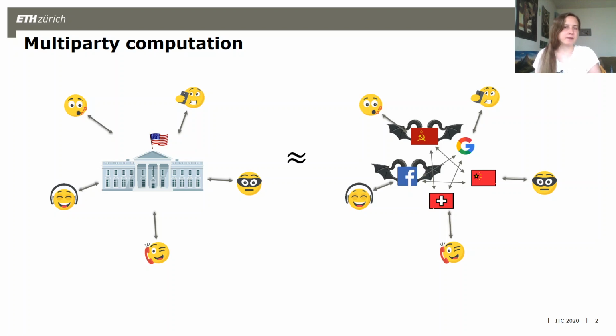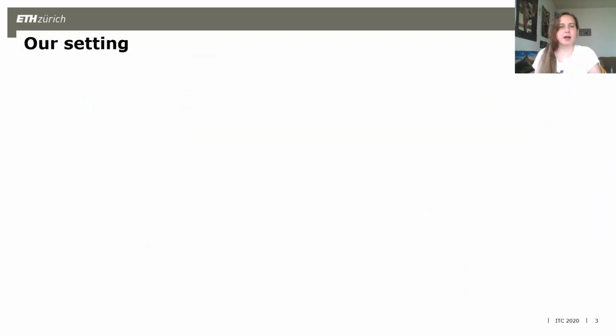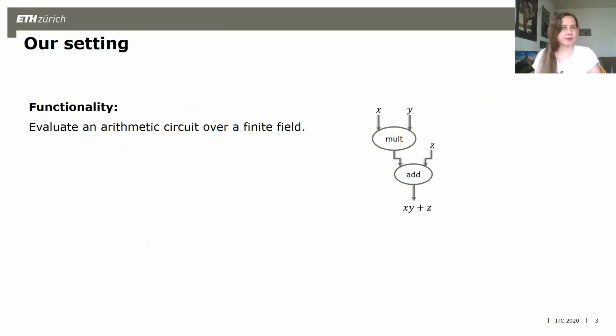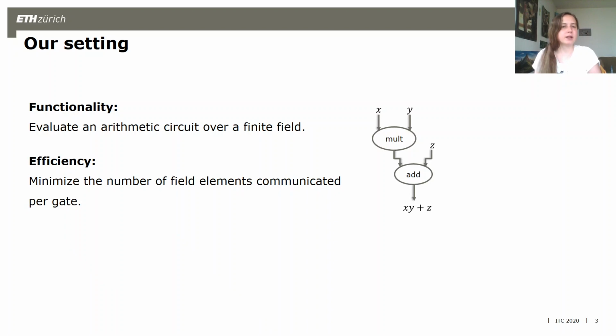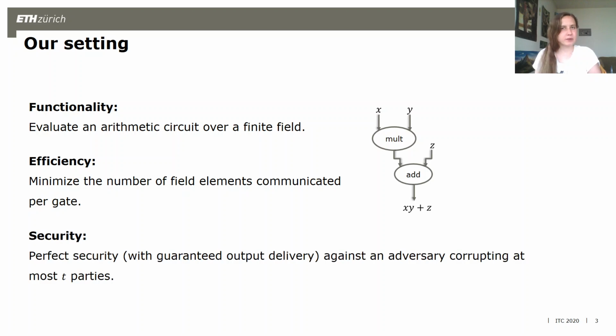Now, one can consider different variants of MPC. And the setting that we look at in this work is where the parties want to evaluate an arithmetic circuit over a finite field, so with multiplication and addition gates. For efficiency, we want to minimize the number of field elements communicated per gate. And we want perfect security, so guaranteed output delivery, unbounded adversary, and no error probability. And we consider threshold adversaries who corrupt at most t parties.